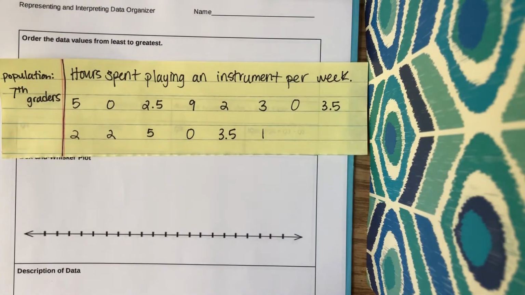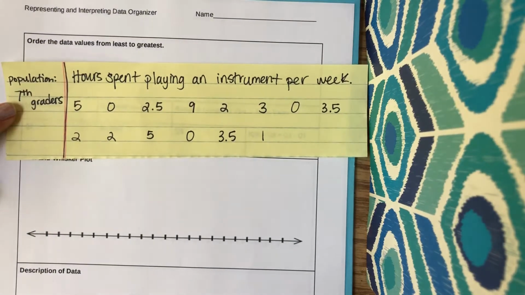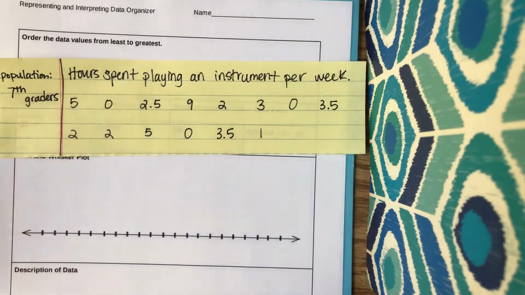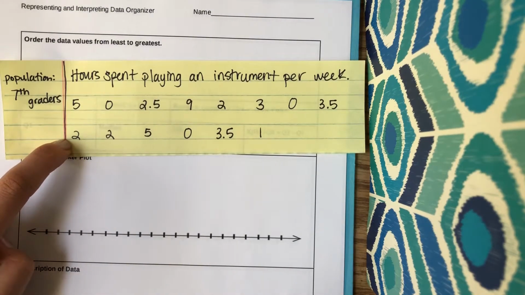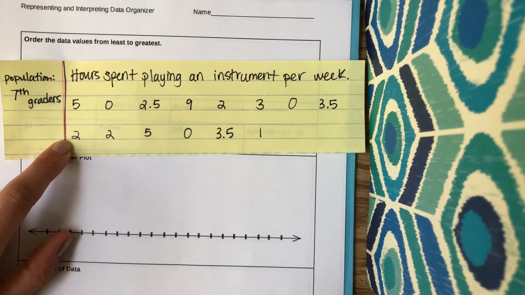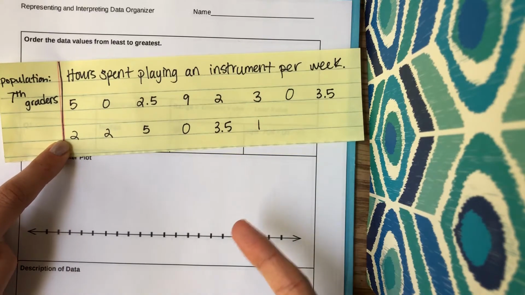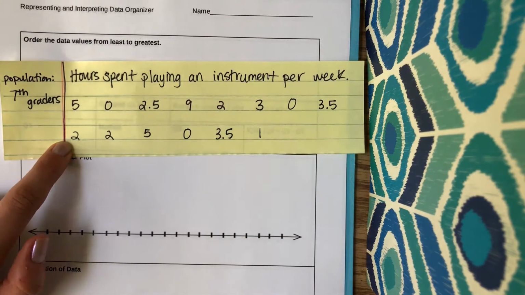But I'm pretending that I talked to some 7th graders and I asked them how many hours they spent playing an instrument each week. So when we're representing this type of data, this is quantitative data because the answers are numbers that I can measure. One type is the box and whisker plot. That's what we've been practicing in class.